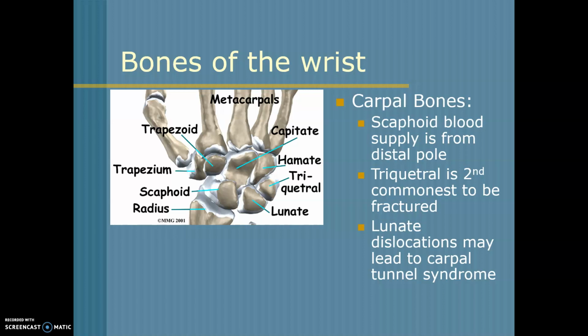The triquetral bone is the second commonest bone to be fractured in the hand, but the fractures are usually quite minor and usually just present as a small avulsion fracture seen on the dorsal aspect of the wrist on a lateral X-ray. And of course, the other common injury you get in exams is lunate and perilunate dislocations and their complications, including acute carpal tunnel syndrome.